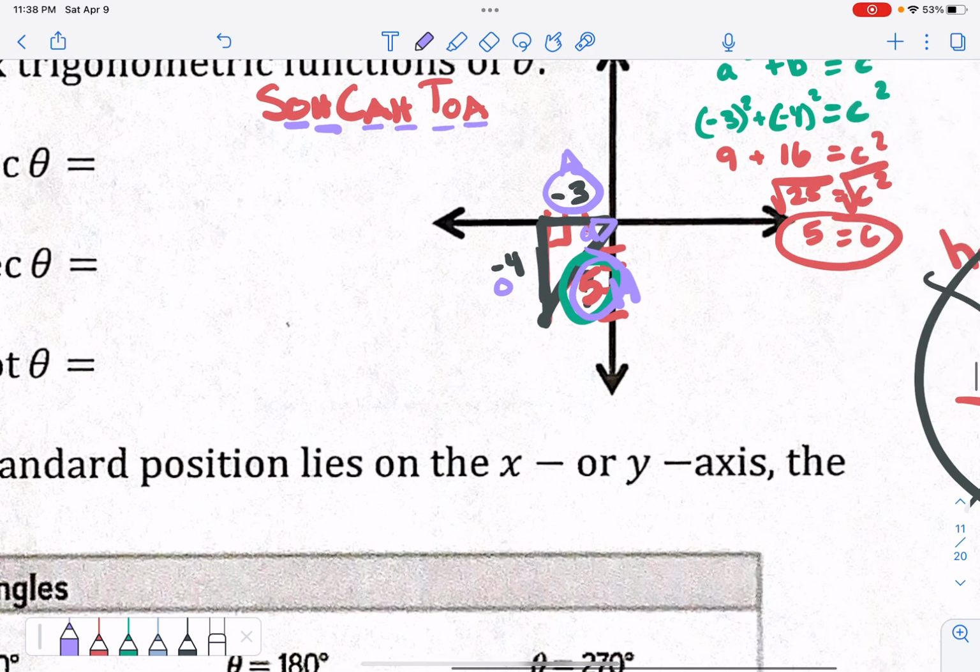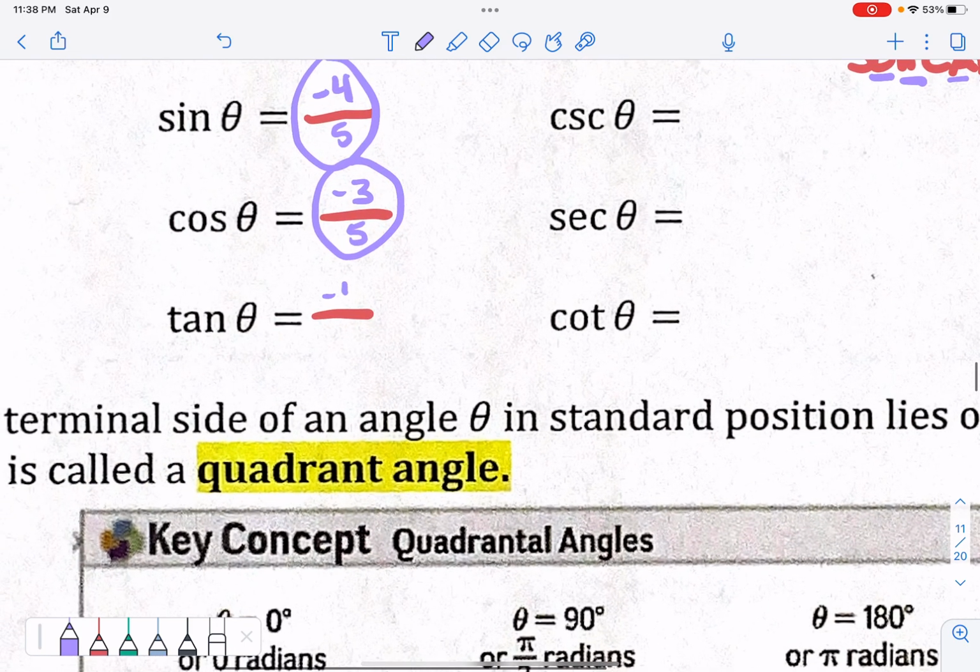Tangent is OA. O is -4, A is -3. Now, this one is a little bit more work, just because we have two negatives, so what we can do is we can cancel those off to be just 4 over 3. If you have two negatives, just make the whole thing positive, okay?